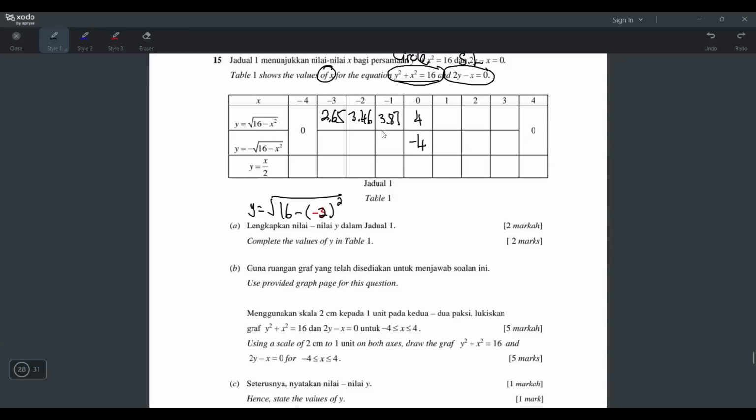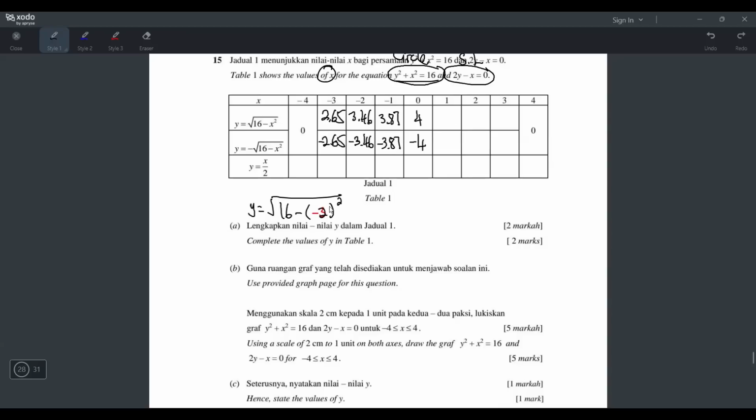Okay. Oh, by the way, this one and this one is the same thing, right? The only difference is they put the negative in front. It means the answer here will be the same as the answer here, just the sign under. So the 2.65 will be negative 2.65, because it's basically just the negative in front. So I think I can straight away write this also negative 3.46. This is negative 3.87.